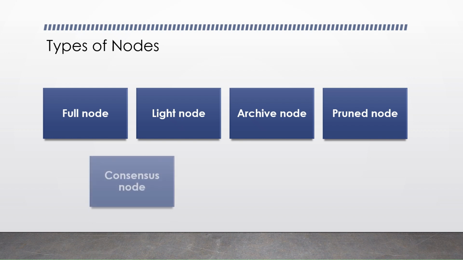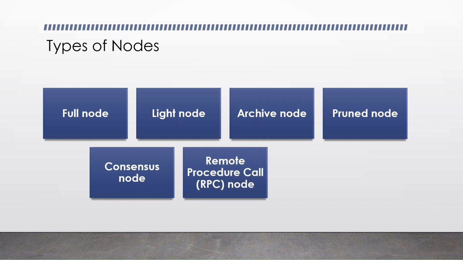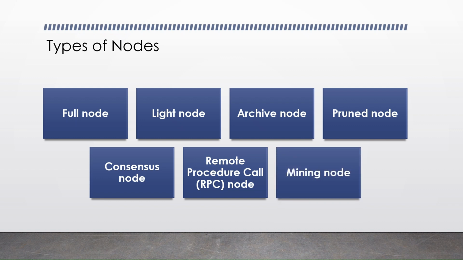We got a few more to look at. So the consensus node takes part in block validation and the consensus process, often referred to by networks as validator nodes. RPCs, or remote procedure call nodes, provide an interface that lets developers and decentralized apps interact with the blockchain. And the last one we'll talk about here is the mining node, used most famously in proof of work networks like Bitcoin. They compete for block rewards by solving some complex cryptographic puzzles.